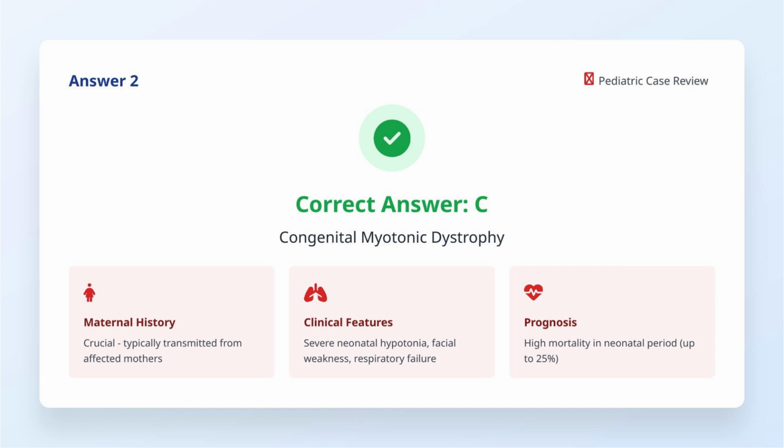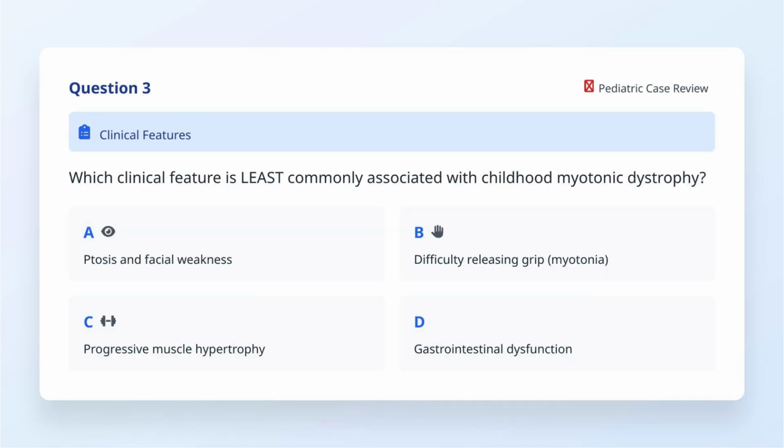The maternal history is crucial. Maternal myotonic dystrophy is present in nearly all cases, often previously undiagnosed. Mortality can reach 25% in the neonatal period. Which clinical feature is least commonly associated with childhood myotonic dystrophy? A. Ptosis and facial weakness. B. Difficulty releasing grip, also known as myotonia.